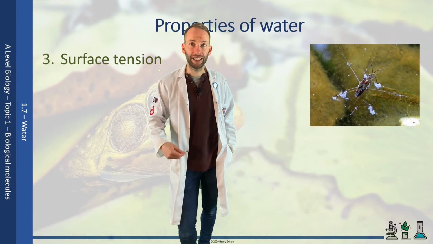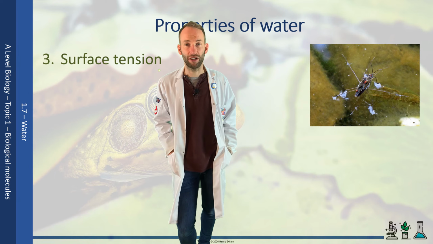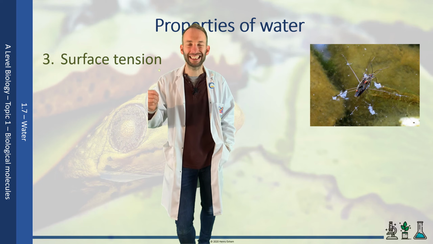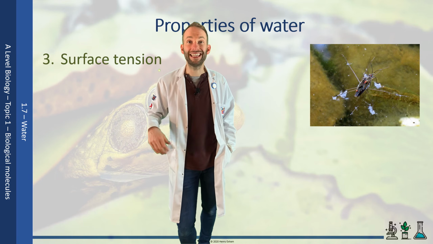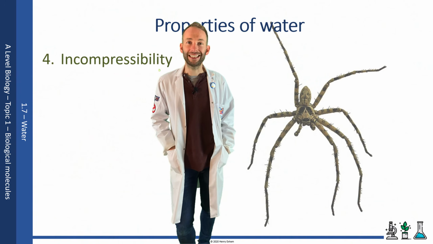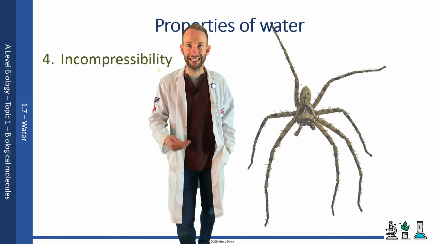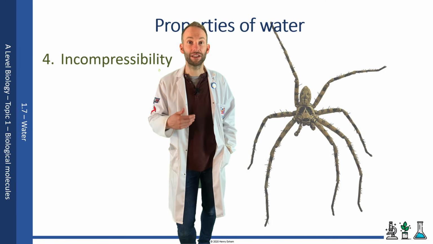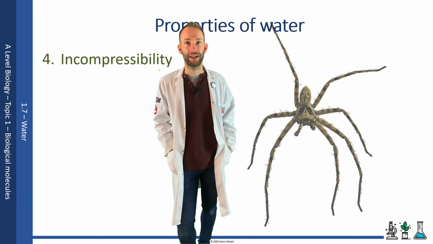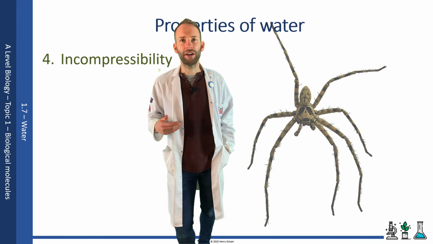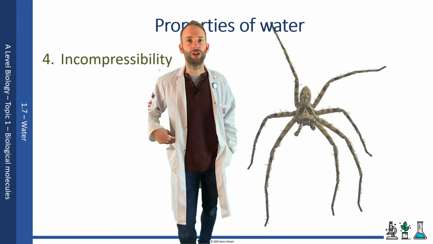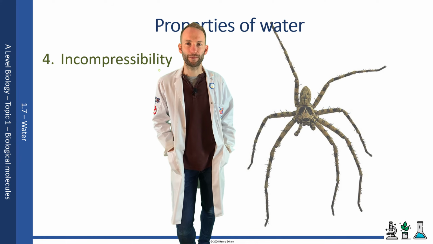It also helps with the transport of water in plants, this idea of surface tension and the way that water molecules almost cling to each other. It's what we call cohesion. The 4th thing is incompressibility. Water is a liquid and therefore it cannot be compressed, and biological organisms can make use of this. For example, in the legs of spiders, they have hydraulic mechanisms which rely on this incompressibility of water.